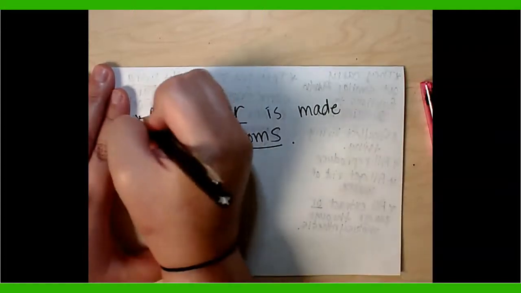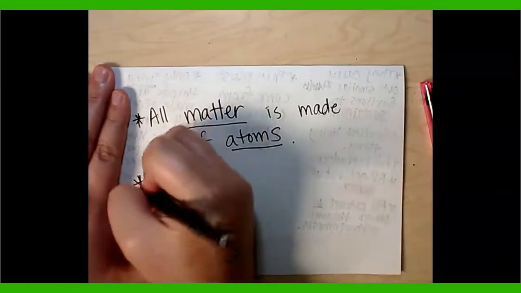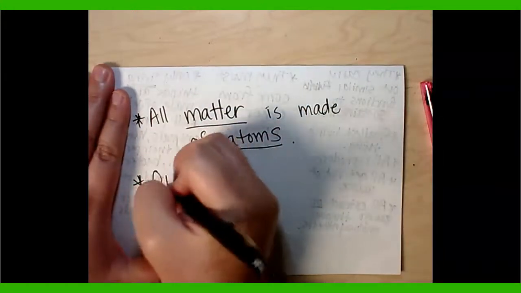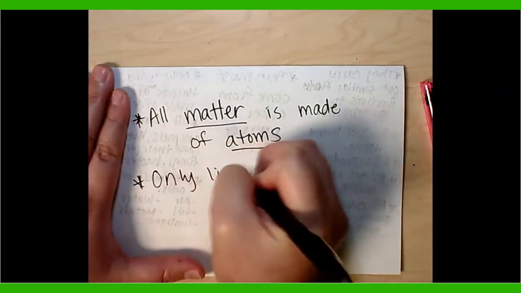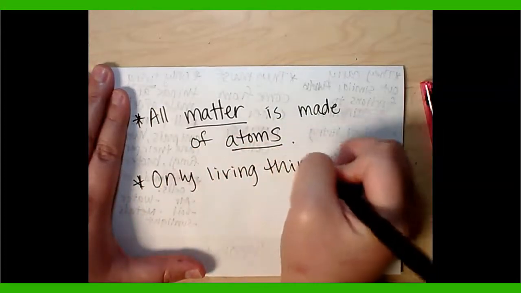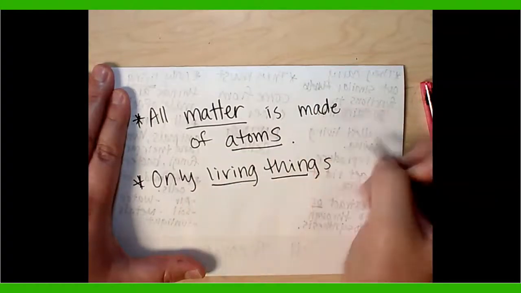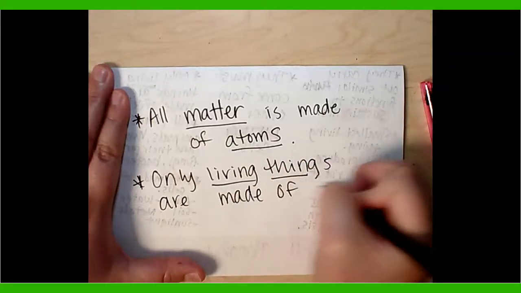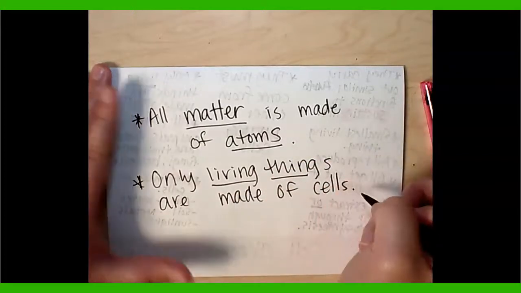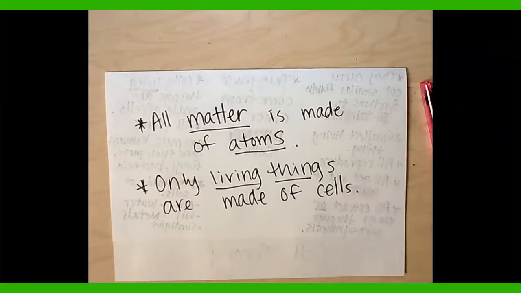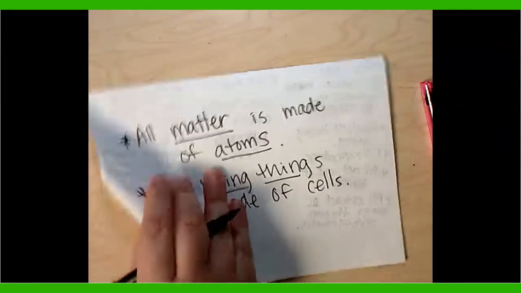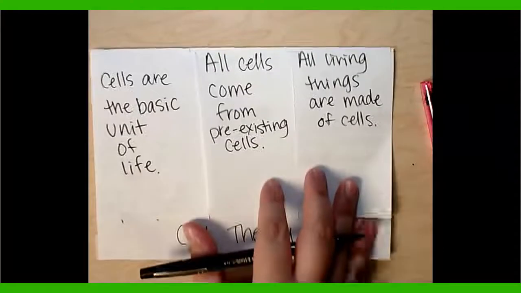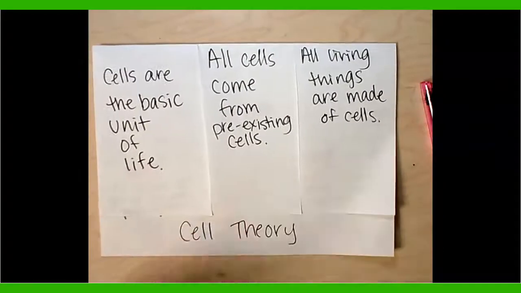So we're going to remember that all matter is made of atoms, and then we also need to remember again, only living things are made of cells. So keeping those two things in mind, all matter is made of atoms and only living things are made of cells. So you'll be able to use this foldable, review it if you're having problems with Objective 1, specifically the cell theory. Hopefully this will help you pass that focus area.